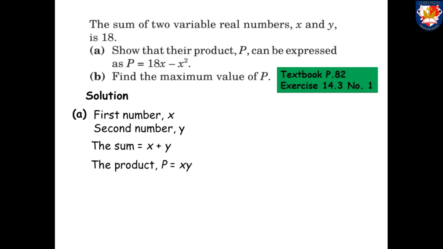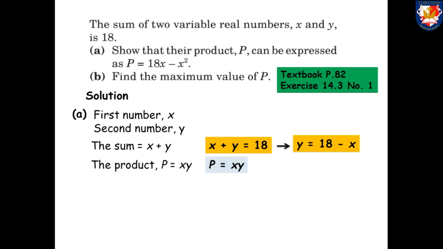Based on the question, the sum is x + y = 18, and we need to show P in terms of x. So we have to transform y into terms of x. So y = 18 − x. Substitute the value of y into the product P = xy, so we get P = x(18 − x), P = 18x − x².